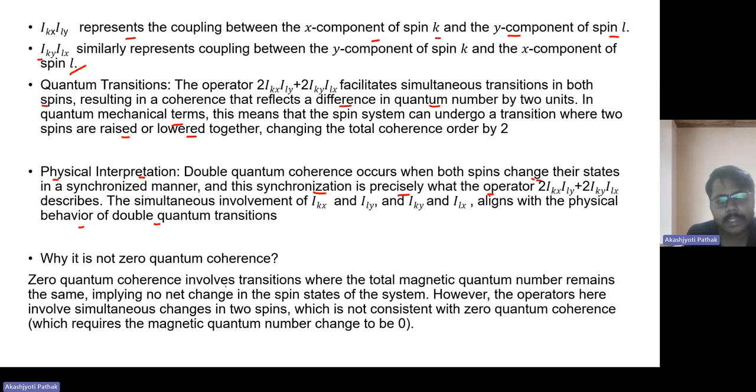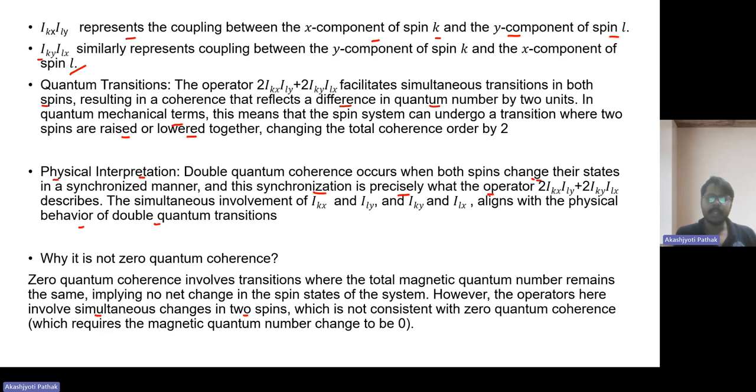Zero quantum coherence involves transitions where the total magnetic quantum number remains the same. The net magnetic quantum number won't change. That is because there is no net change in the spin states of the system. However, the operators here involve simultaneous changes in two spins. The two spin states are changing: one is changing to the other, and at the same time, the other is changing to the first one.